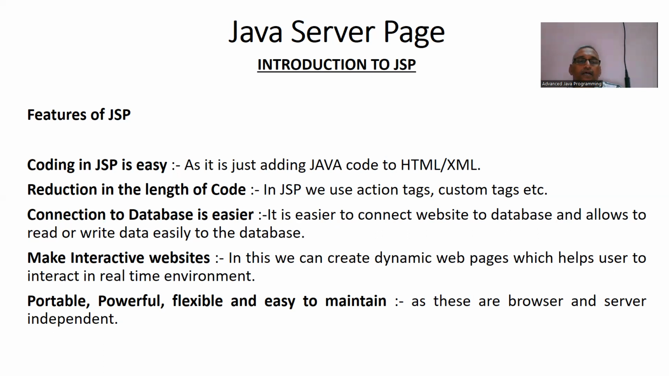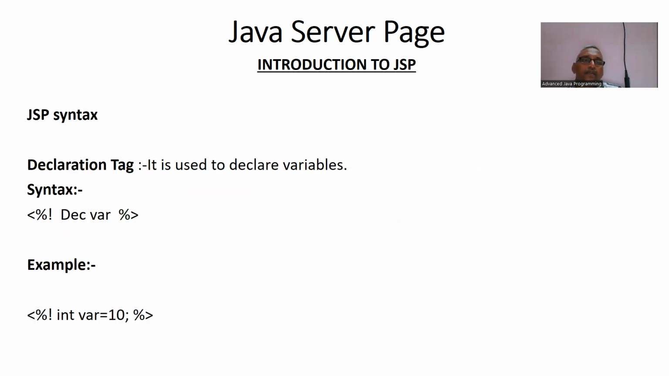Extension to servlet, as it has all features of servlet, implicit objects, and custom tags. Next, JSP syntax. First, the declaration tag. A declaration tag is used to declare variables. Syntax is less than symbol, percentage symbol, exclamation symbol, declare the variable, and percentage symbol, greater than symbol closes the tag. For example, <%! int var = 10; %>. This is an example of a declaration tag.